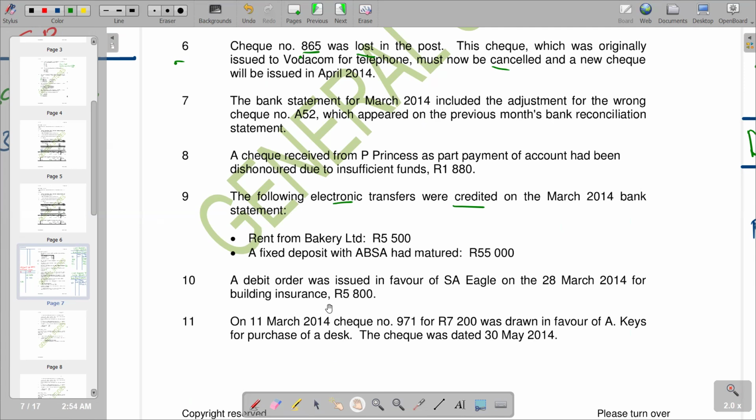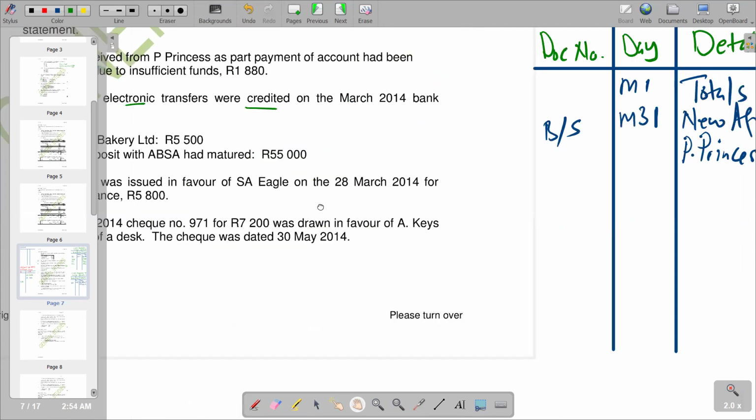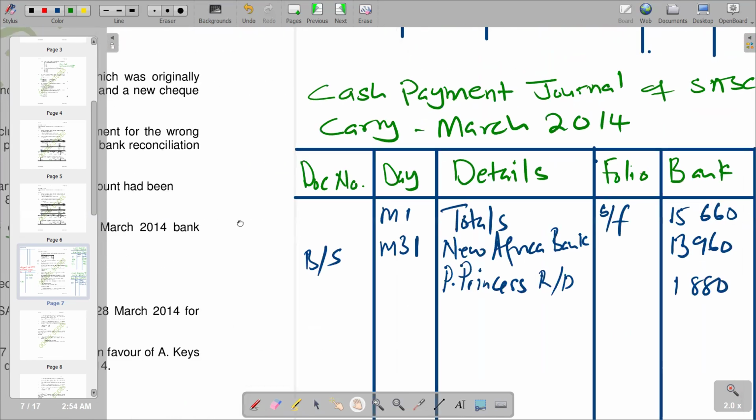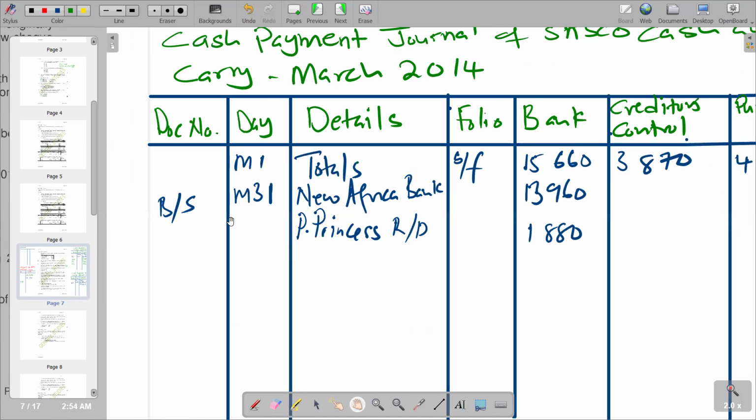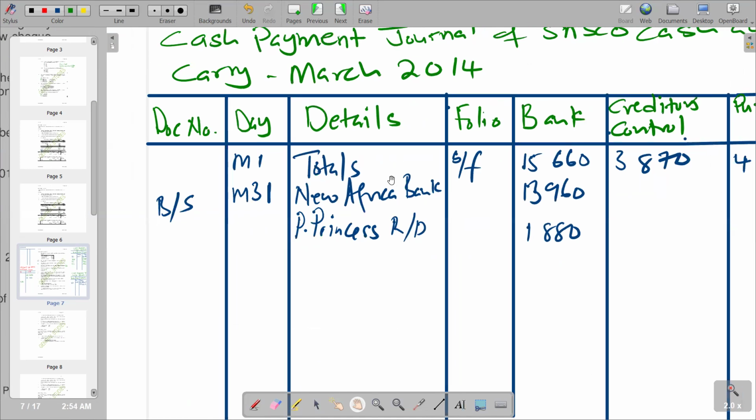So we go there, under cash payment journal. This is our cash payment journal, and we put our document, obviously BS, and we are saying the one that is for SAE Group.